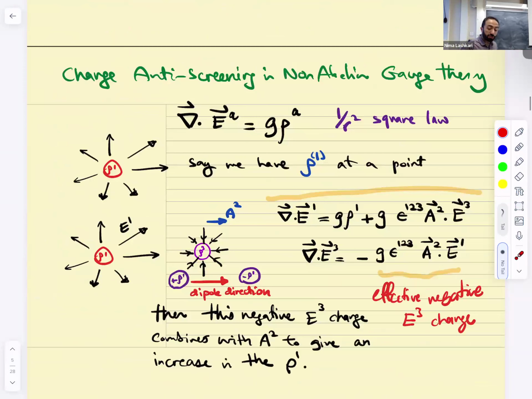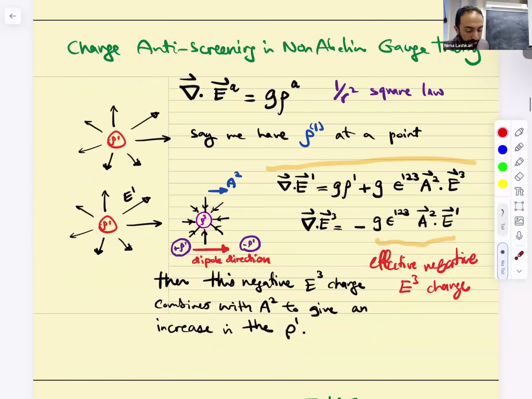Now, there's charge anti-screening in non-abelian gauge theories due to the effect of gauge self-interaction. So I went through this last time, but the last step I did not finish. So let's go through that now. You have, for simplicity's sake, SU(2) gauge theory.